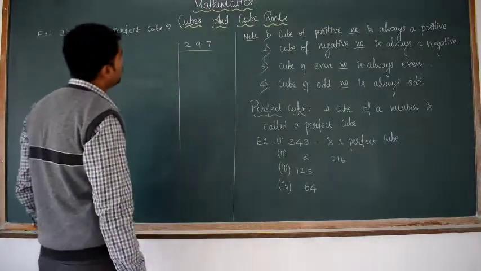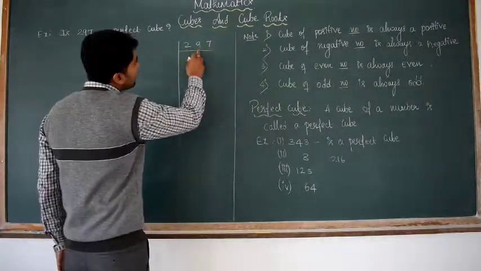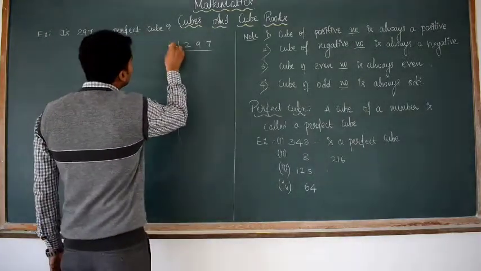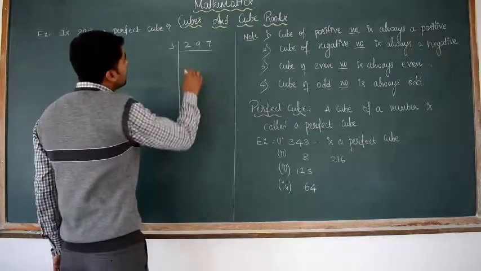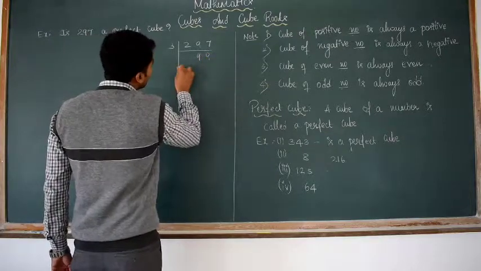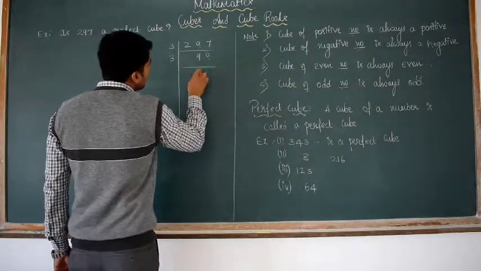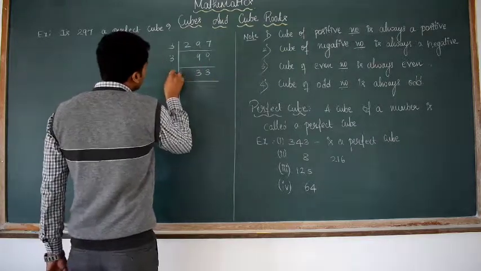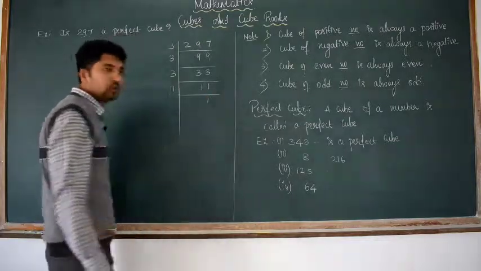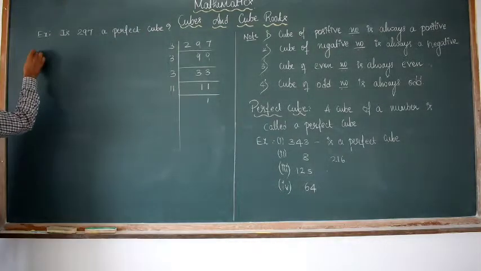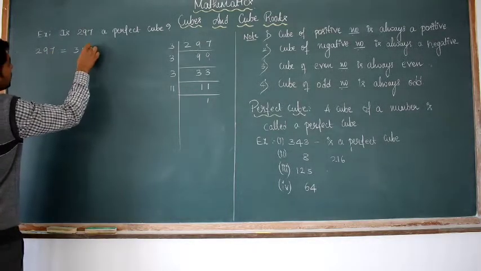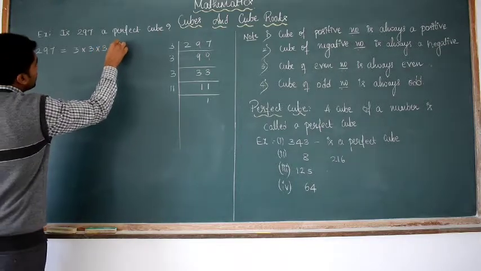Okay, yes, 297. 2 + 9 is 11, 11 + 7 is 18. 18 is divisible by 3, so I am going to take 3. 3 9s are 27. Again 3 9s are 27. Then 3 3s are 9, 3 3s are 3, then 3 1s are 3, then 11 1s are 11. So represent these factors here. That is 297 is equal to 3 into 3 into 3 into 11.